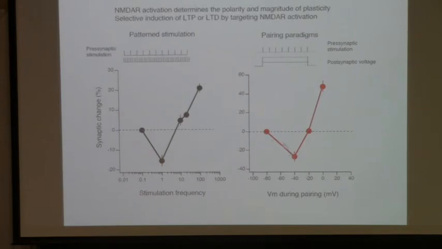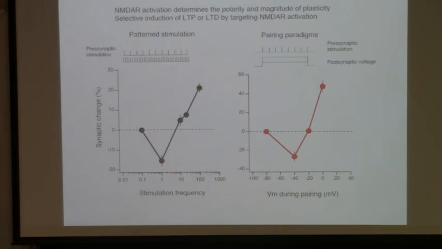But if you change the potential a little bit, like minus 40, then you get depression. And if you increase it, you get potentiation. The idea is that at this level, the NMDA receptors are active, but not fully active, and here they're totally active. The same thing with the frequencies: if you stimulate at a low frequency, you activate the NMDA receptors a little bit, and if you stimulate at higher frequencies during the tetanus, you activate them fully.